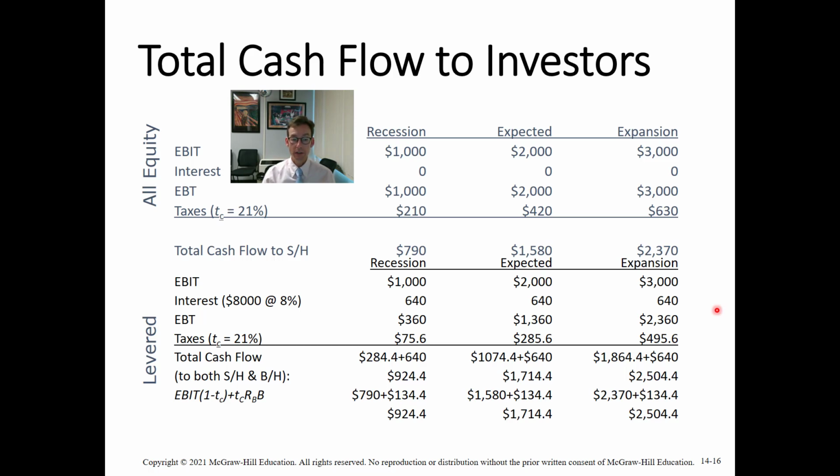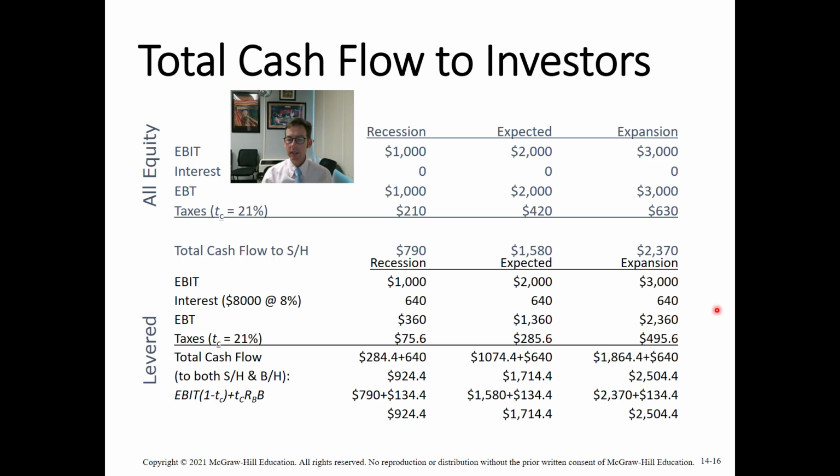They have the same $1,000 in earnings before interest and taxes. We subtract out the interest of $640, and now they've got earnings before taxes of $360. So they're only going to pay taxes on $360 instead of $1,000, and so those taxes are only $75.6. And so when we add together the total cash flow from the bonds and the shares, we get $924.40. And so $924.40, those cash flows that are coming out of the firm to the investors, debt and equity, are greater than the cash flows that are coming out in the all-equity situation.